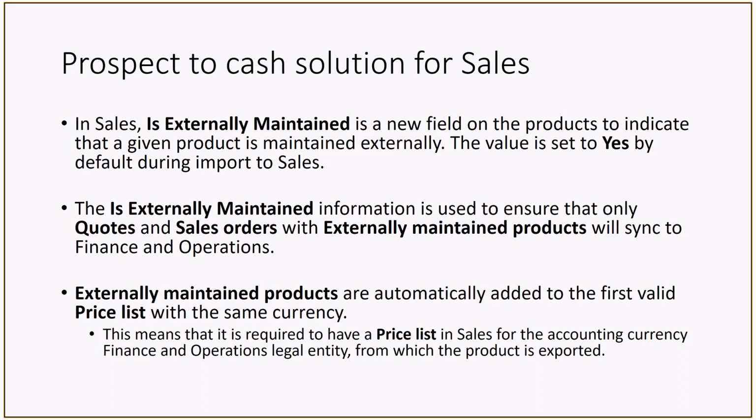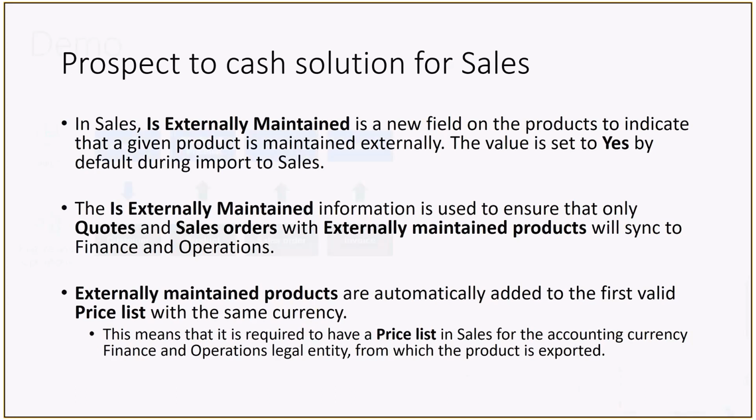And finally, the last change we made was that in case you didn't specify a valid price list, it will try to find the first price list with the same currency as what you're using on the product and generate the price inside of that.